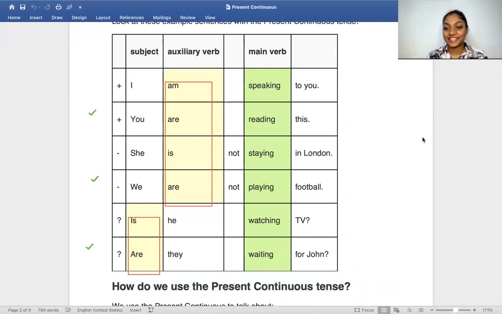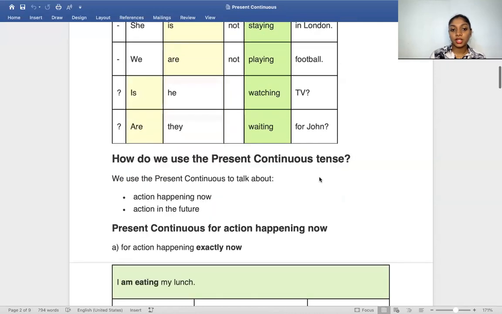I hope it is clear. Now we know the structure. Next, what do we need to know? The situations in which we use this. Like, in what sort of situations can we use present continuous tense?